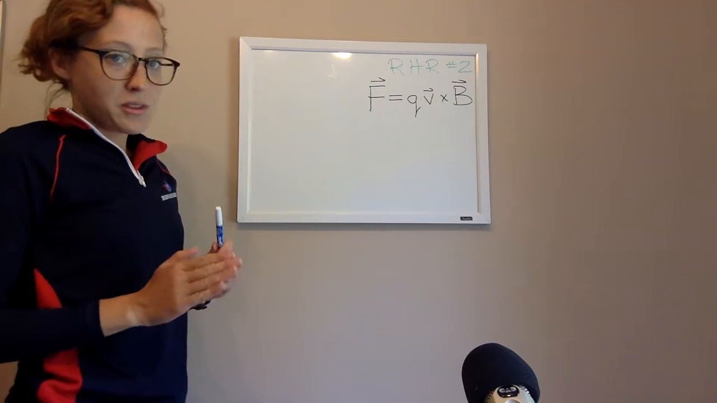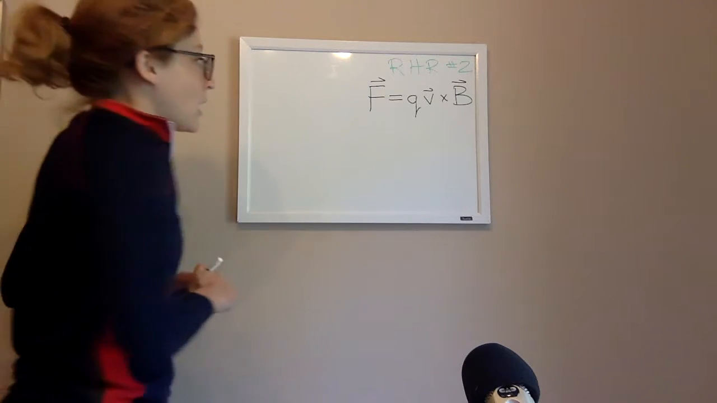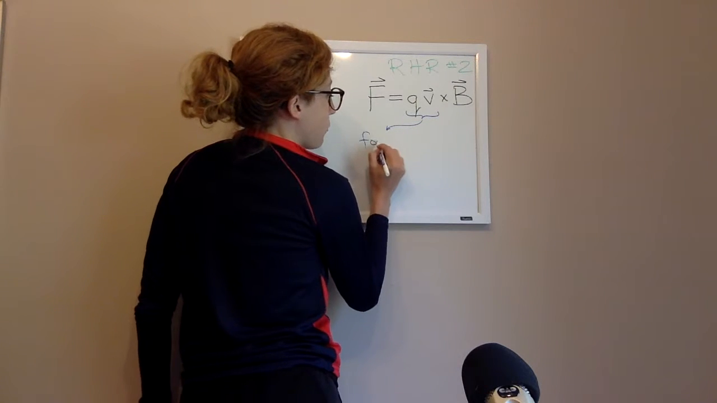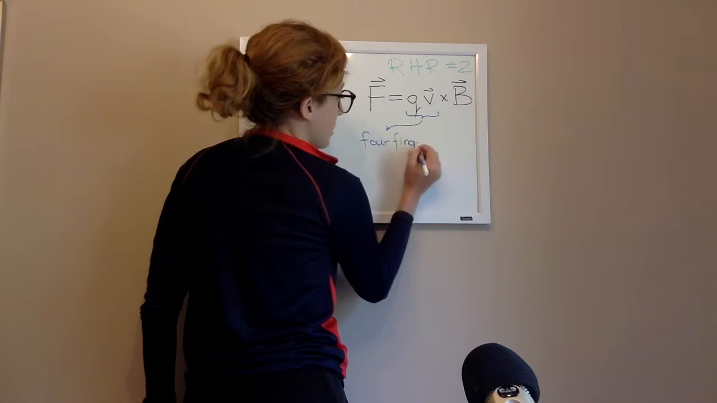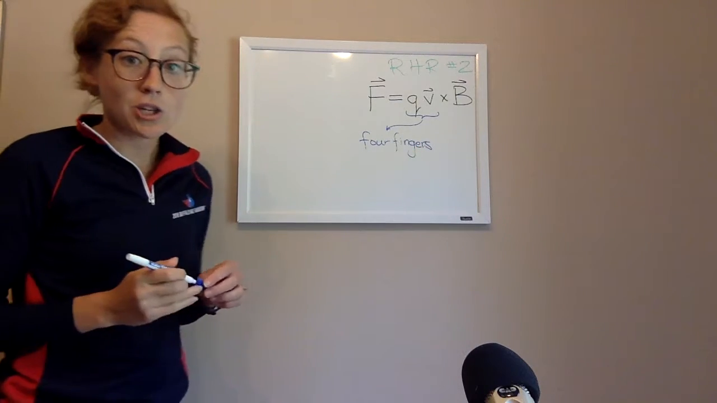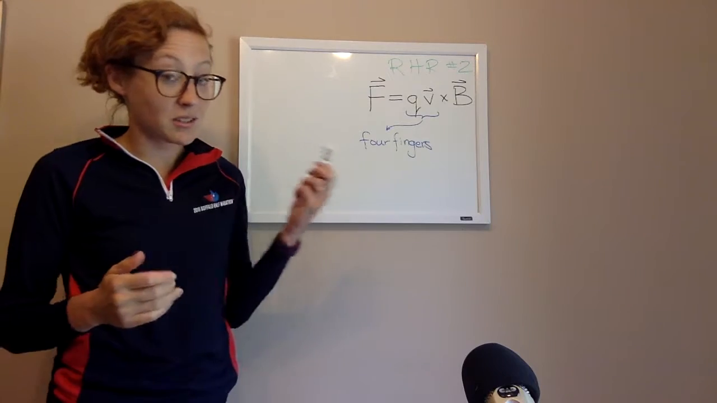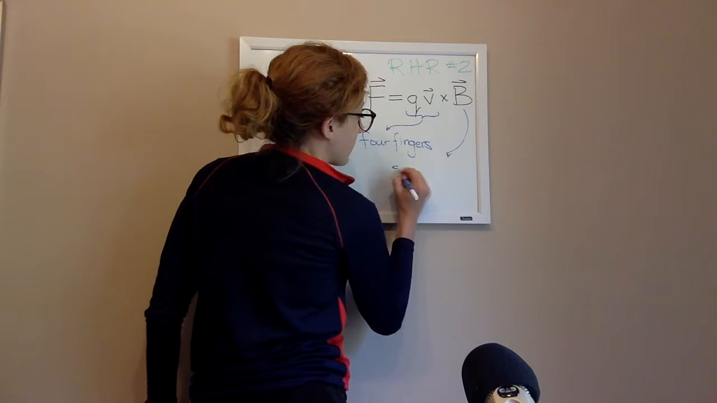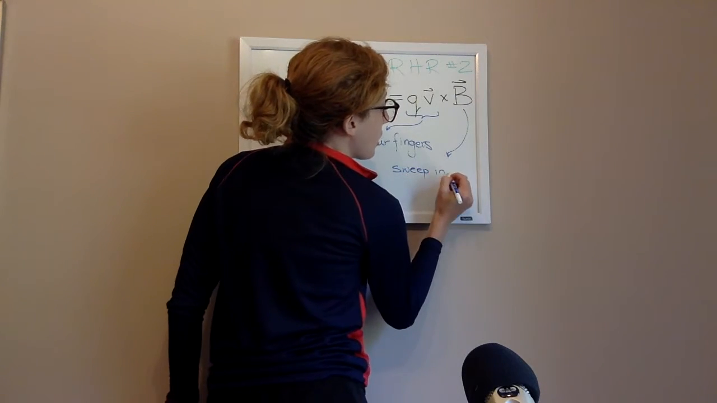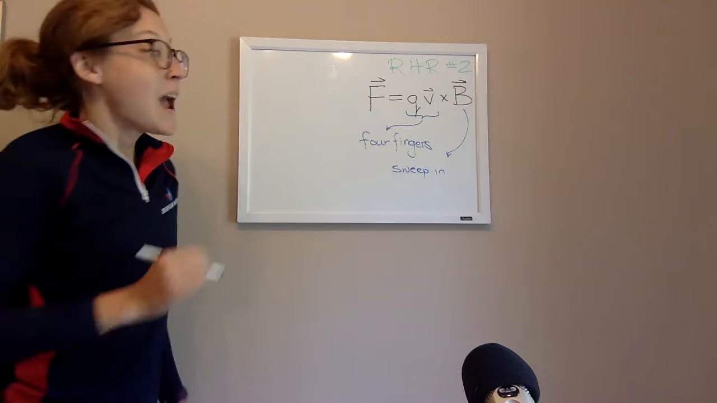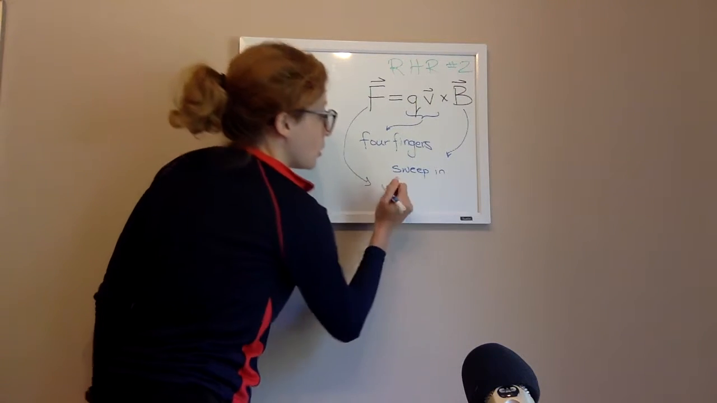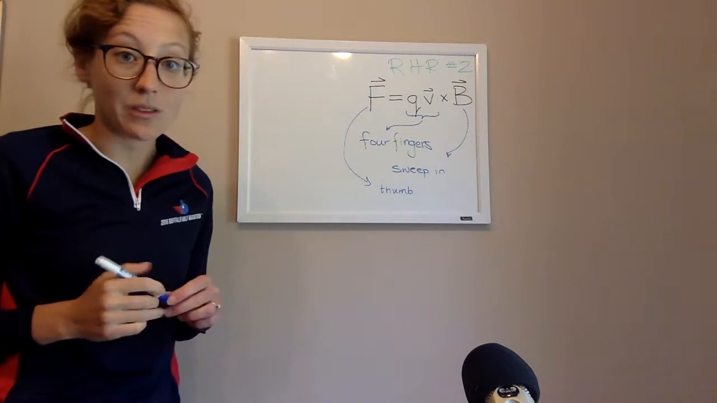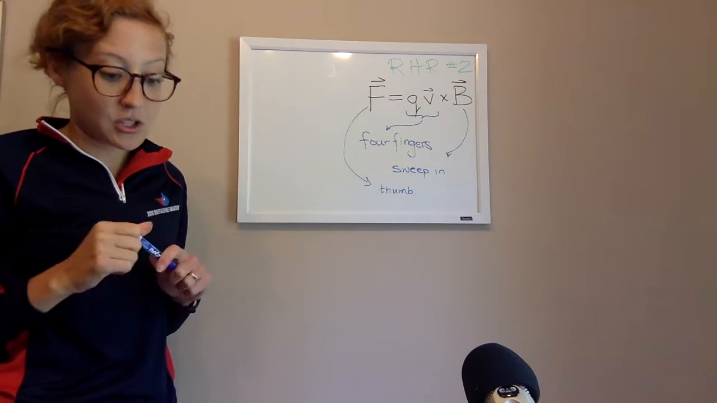So here's the trick with this one. This is the way that I tend to think about it. What we're going to do, and I'm going to write it out before I do it, is I take 4 fingers of my right hand, of course, put them in the direction of Q times V, so you have to consider whether or not Q is positive or negative. You're going to sweep them in the direction of B, and then your thumb will land in the direction of force. Okay, so that's the plan. So that's how we're going to handle these sorts of problems.